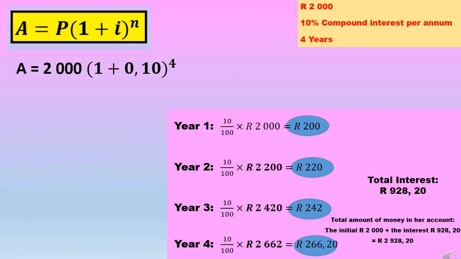So when we replace it into our formula, you just punch that into your calculator, and voila, you get your answer, 2,928 comma 20. So the future amount, A, is the interest plus the original amount, which gives you a total of 2,928.